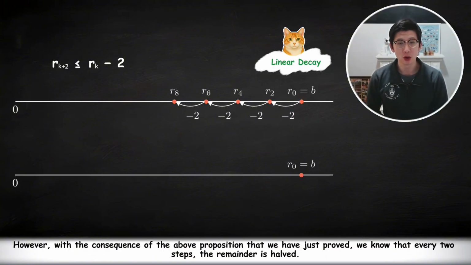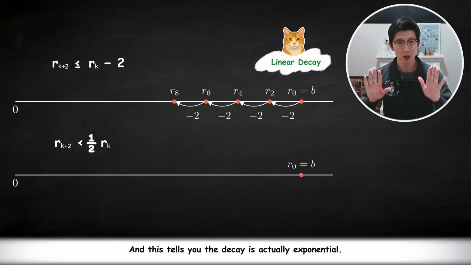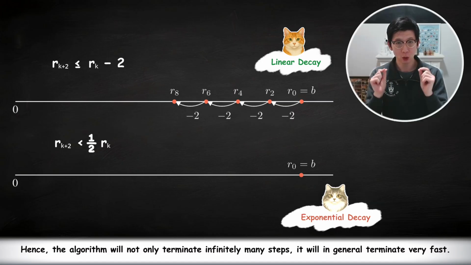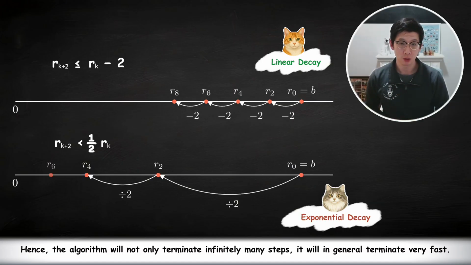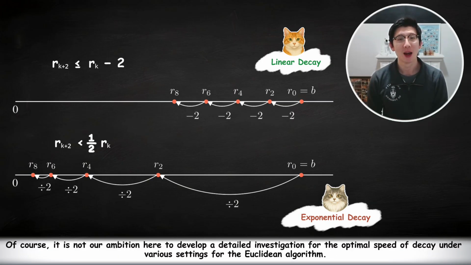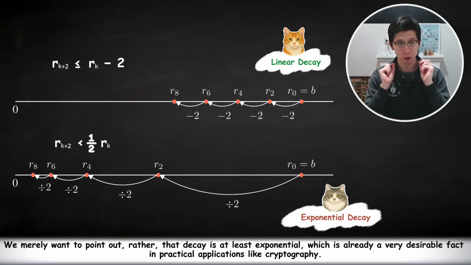However, with the consequence of the above proposition that we have just proved, we know that every 2 steps, the remainder is halved. And this tells you the decay is actually exponential. Hence, the algorithm will not only terminate in finitely many steps, it will in general terminate very fast. Of course, it is not our ambition here to develop a detailed investigation of the optimal speed of decay under various settings for the Euclidean algorithm. We merely want to point out that the decay is at least exponential, which is already a very desirable fact in practical applications like cryptography.